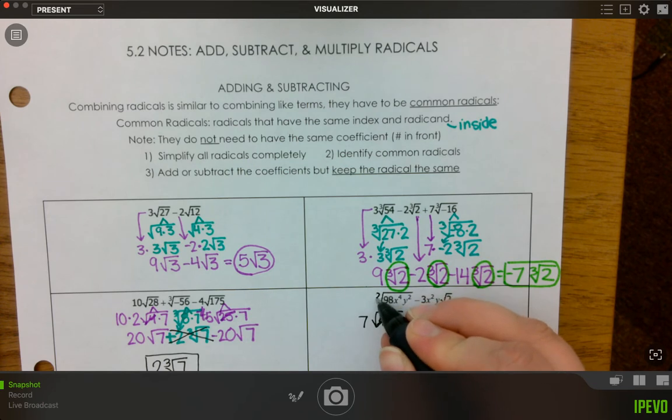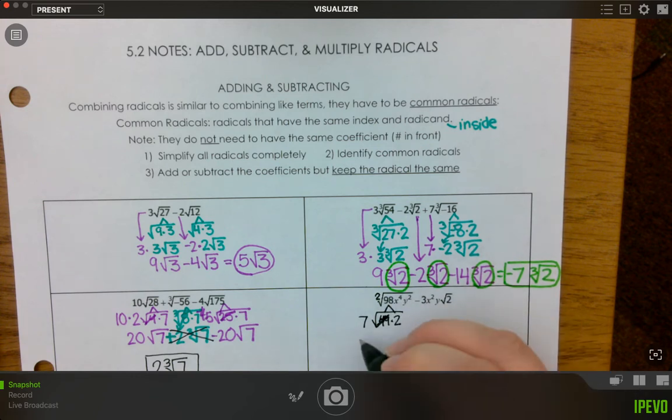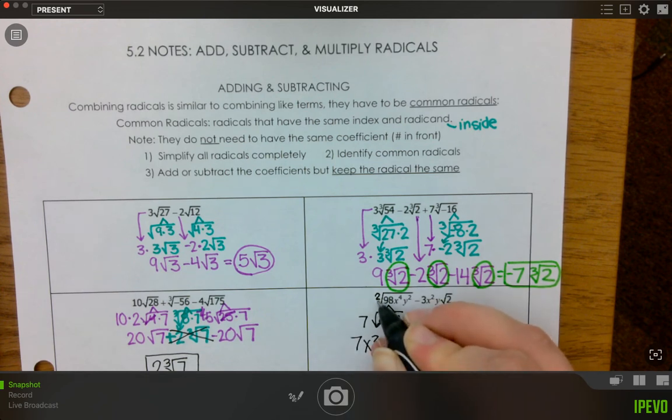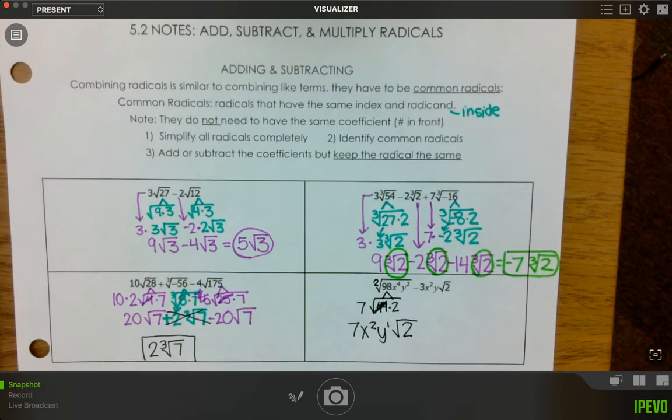So remember that a square root is always an imaginary 2 right here. And to simplify the exponents, you're going to ask yourself, how many times does this go into the exponents? The number of times goes out front, and the leftover stays inside the radical. 2 goes into 4 twice, so an x squared gets to go outside. 2 goes into 2 once, so a y to the first power gets to come outside, leaving me with the square root of 2, because there were no remainders when I did my dividing.